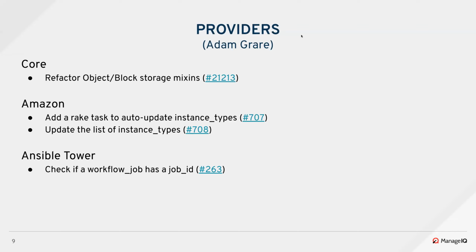And with that, we found some missing things in the YAML file, and that is the following PR, 708, that updates the list of instance types. And then finally, a community user reported an issue with Ansible Tower, and there was a recent change last sprint around nested workflow jobs, and the same community user, when testing that fix, found another issue that this PR 263 fixes. And with that, I think that's it on the providers.